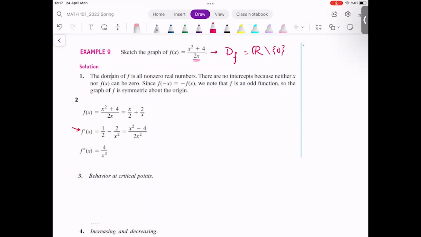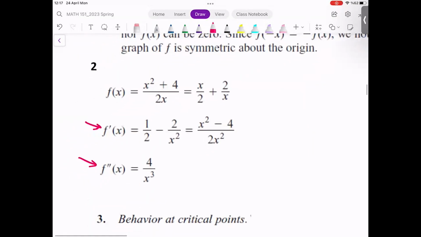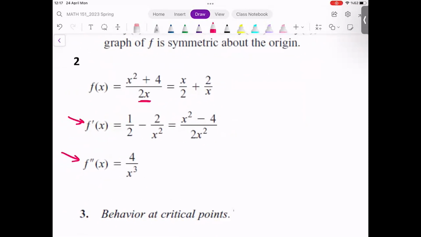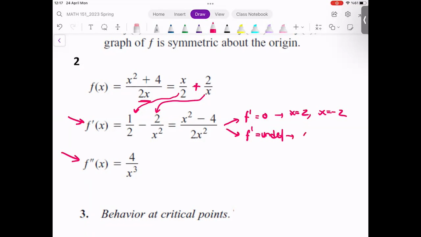Now, the second thing is to find the critical points. To find the critical points, you need to compute the first and second derivatives, right? Look at your function: (x squared plus 4) over 2x. You can separate it like this. Then the derivative of the first term is 1 over 2. The derivative of the second term is minus 2 over x squared. These are easy derivatives. So this is your first derivative function. Now you can see where it is 0 and where it is undefined. The first derivative is 0 if x is 2 or minus 2, and it is undefined if x is 0.